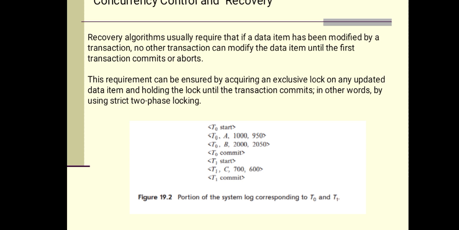After this transaction gets completed, the transaction is committed. So the log record is T0 commit. Another transaction is T1 start, that means the T1 transaction gets started. The T1 transaction is for account C, whose old value is 700 and new value is 600, and after that T1 gets committed.